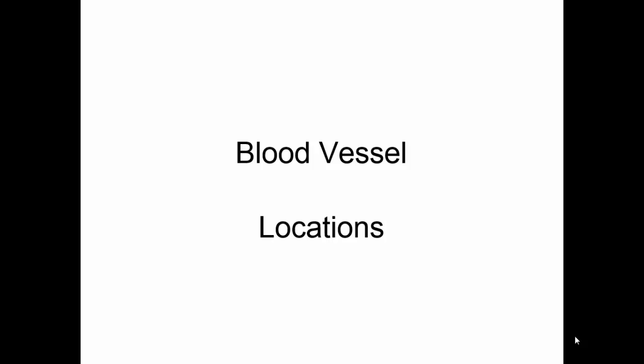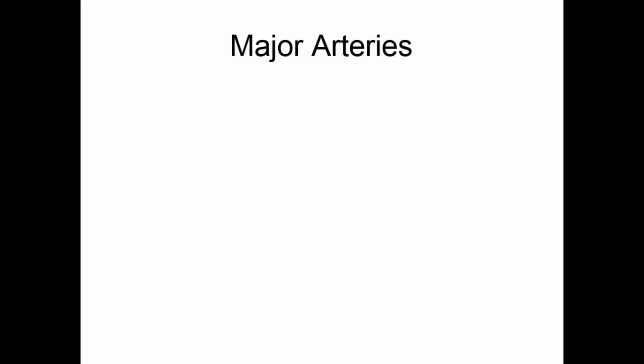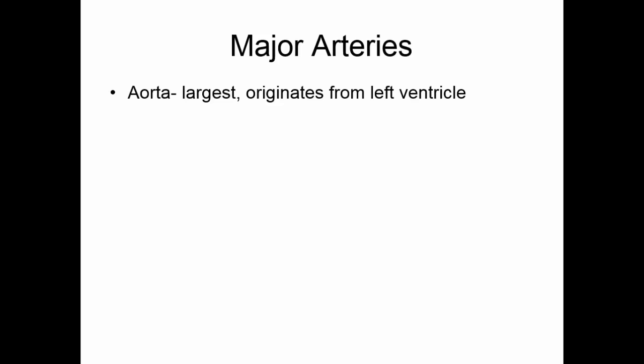The blood vessels are the organs of the cardiovascular system that make sure blood gets distributed to all parts of the body. We're going to look at just a few blood vessel locations. The arteries are the blood vessels that take blood away from the heart. The aorta is the largest, and this is the one that originates from the left ventricle. As the aorta leaves the left ventricle, it proceeds upward.